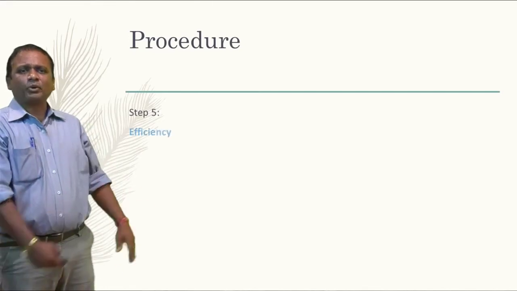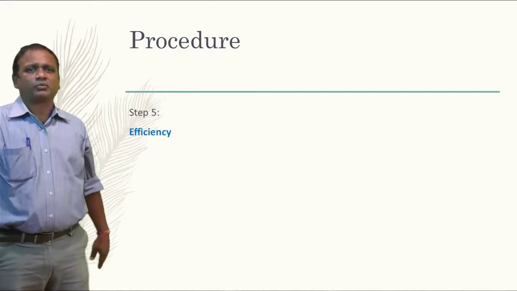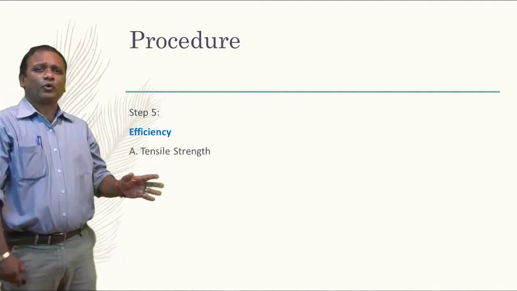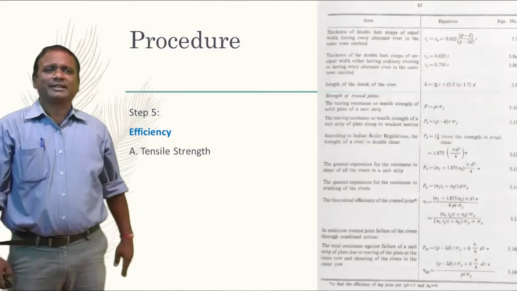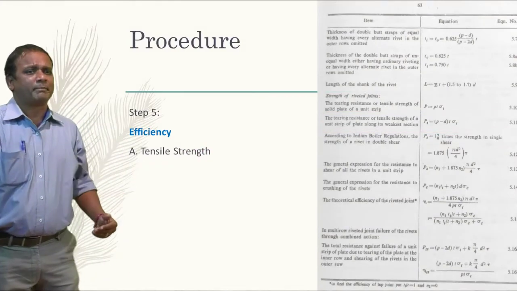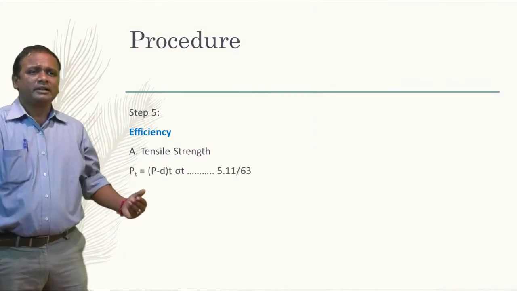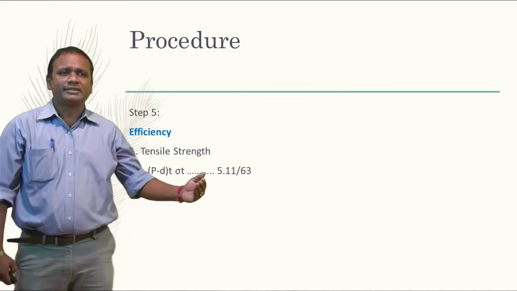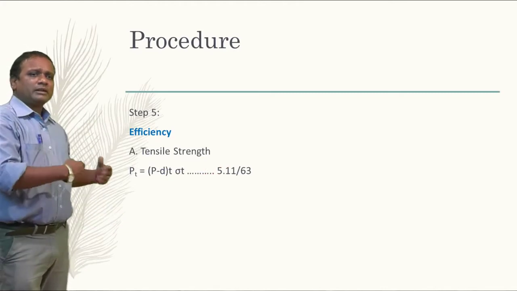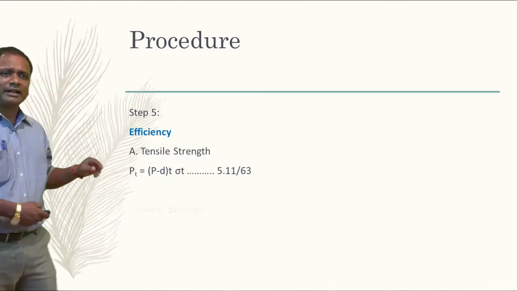And the next, a very important criterion, is to find out the efficiency. In order to find the efficiency, I follow 4 steps over here. The first step is the tensile strength, where the equation is somewhere over here, and I find out PT. I call it PT, where it is equal to P minus D into T into sigma T, from equation 5.11 of page number 63. Now substituting everything into this, I'll get PT.